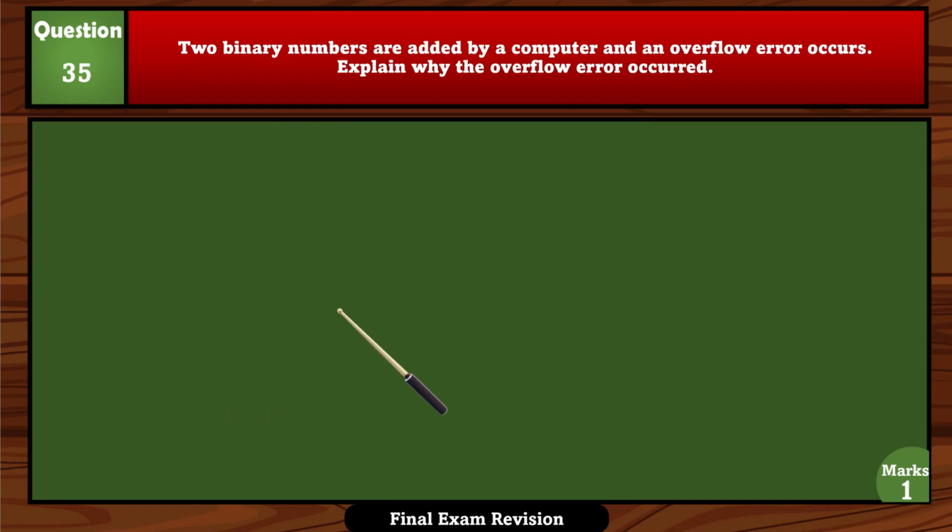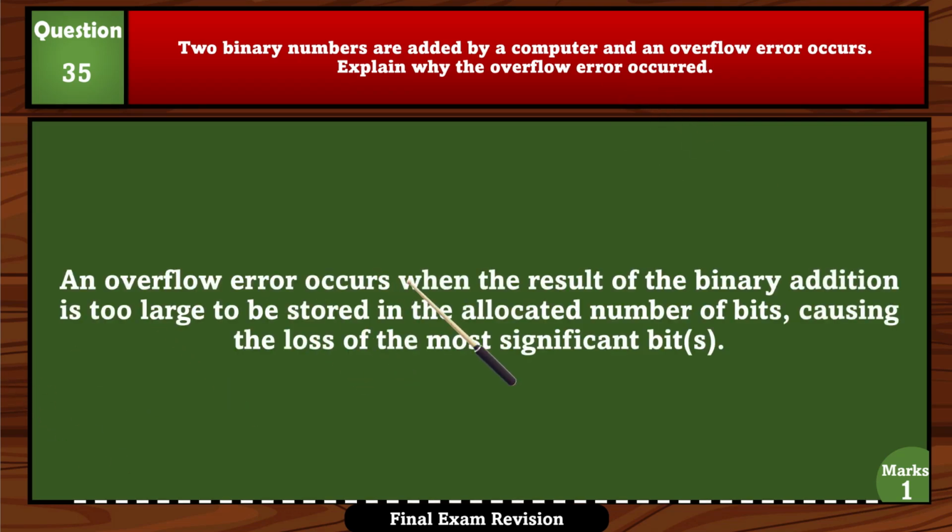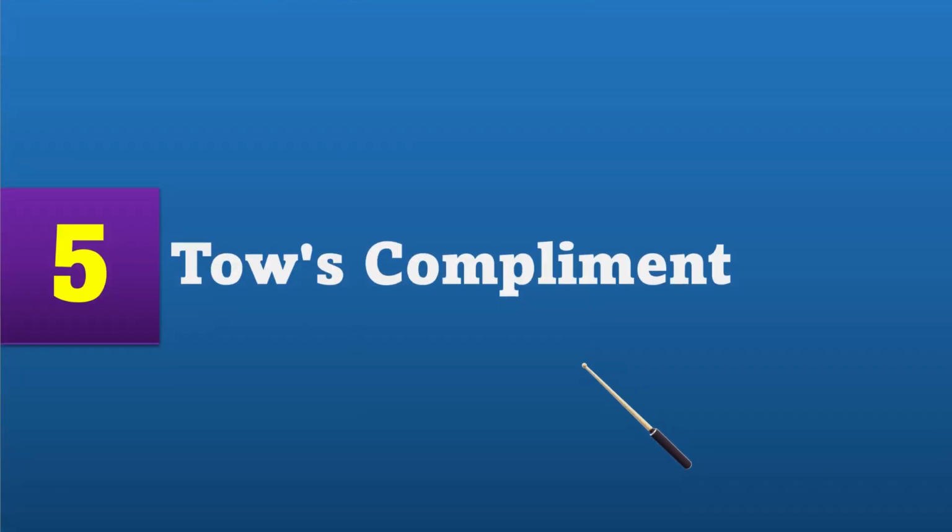Okay. Now, question 35. The two binary numbers are added by a computer and an overflow error occurs. Explain why the overflow error occurs. So an overflow error occurs when the result of a binary addition is too large to be stored in the allocated number of bits, causing the loss of the most significant bits. So that's the definition of the overflow error. Now let's see the two's complement.